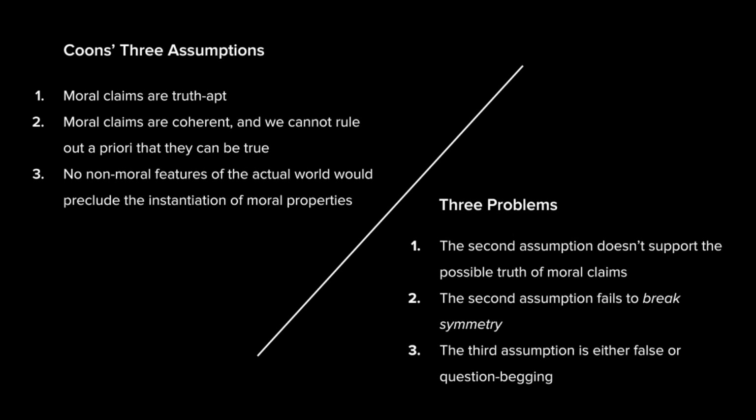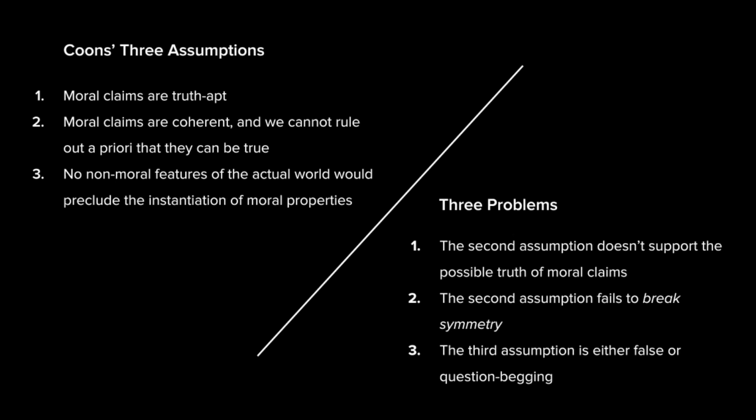So again, according to Coons, this third assumption allows us to conclude that substantive moral claims can be true in a world non-morally identical to ours. By my lights, though, and this is the third problem here at the bottom of the screen, I don't think this is at all convincing.